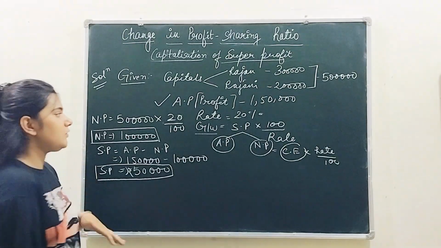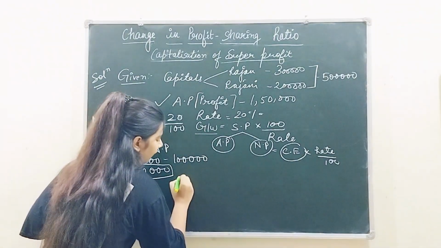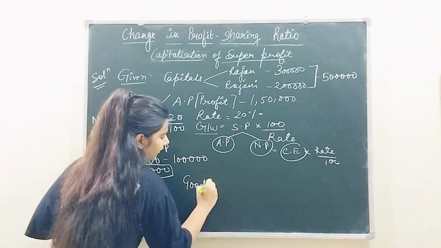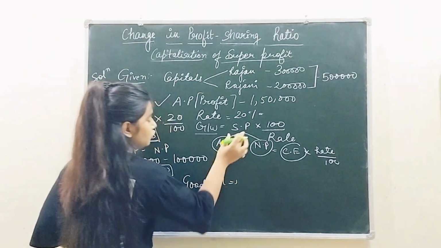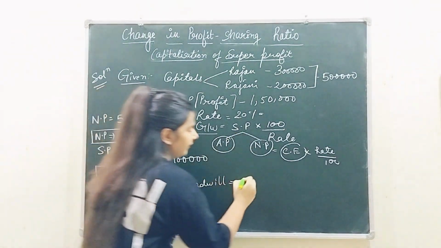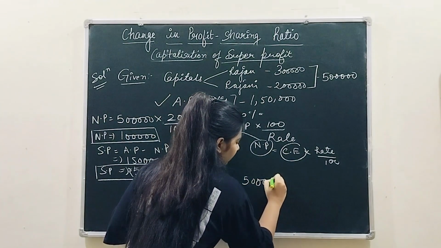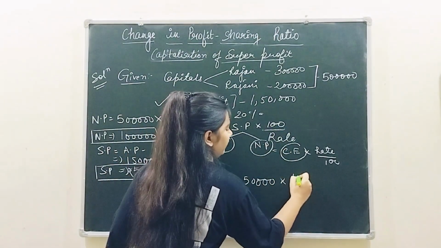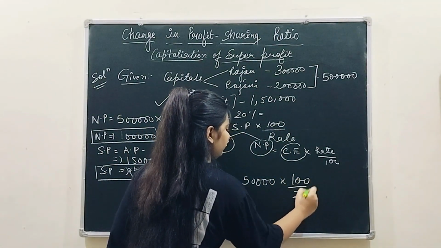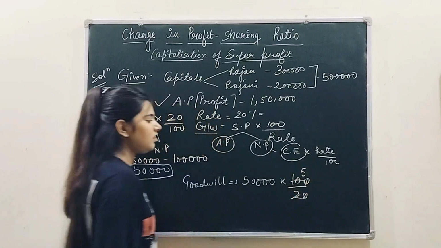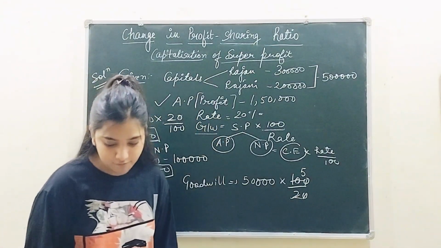Now the last step is to calculate the value of your goodwill. You are going to write goodwill equals super profit, which is 50,000, into 100 divided by rate. How much is it giving you? It is giving you 2,50,000.